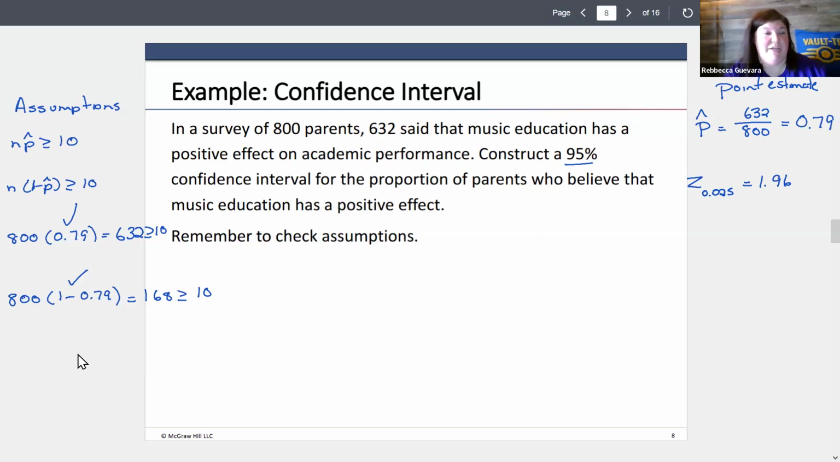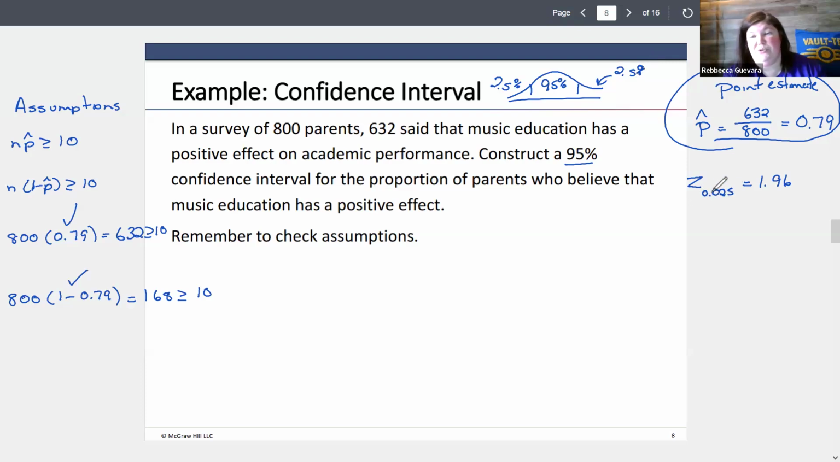So my assumptions check out. So that means that I can do the rest of this. As we said, we know our point estimate, that's given to us. Because we're only using z-scores, as we said before, quick reminder, for the z-score for 95%, if I take 95% out of the center, that leaves 5% left over, and 2.5% goes in each tail. As a decimal, that's 0.025. So we need a z-score for 0.025.